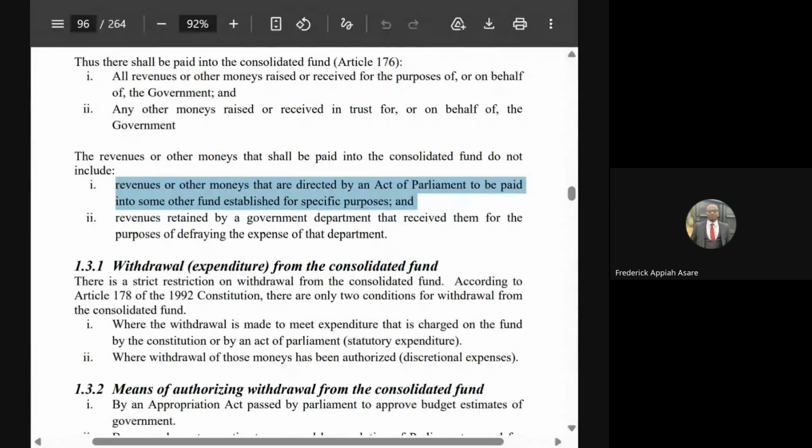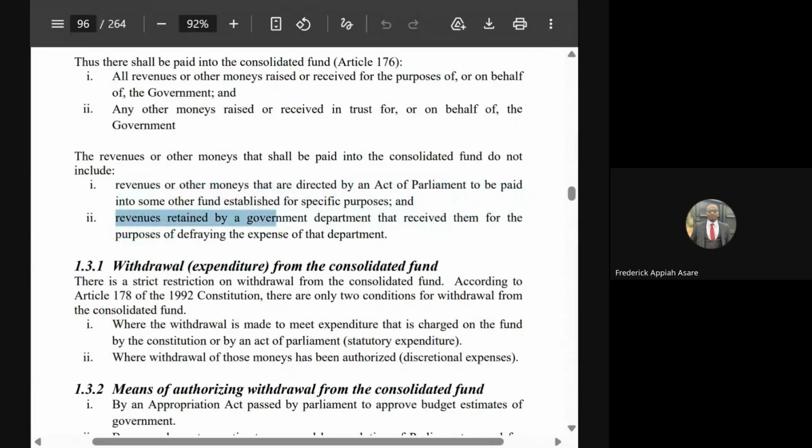We also have the road fund. These are monies that will go to the government and, under normal circumstances, are supposed to be deposited into the consolidated fund. But because of an Act of Parliament, government has established that it should be paid into the road fund. We also have the Heritage Fund and the Stabilization Fund. For the Heritage Fund, any revenue raised from petroleum, 15% must be deposited into the Heritage Fund. So this one also is an Act of Parliament that is telling us to do that.